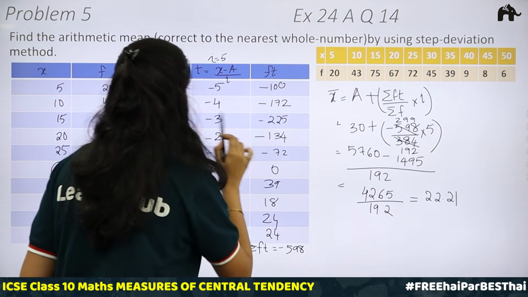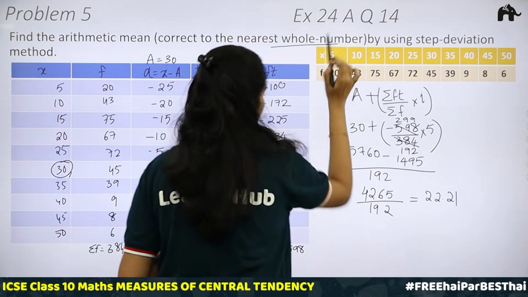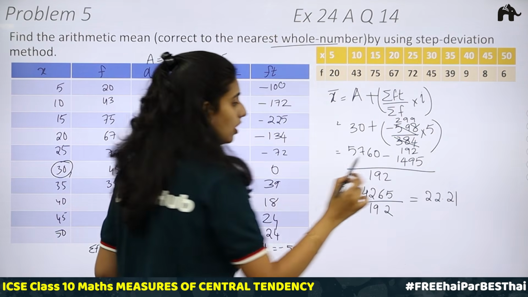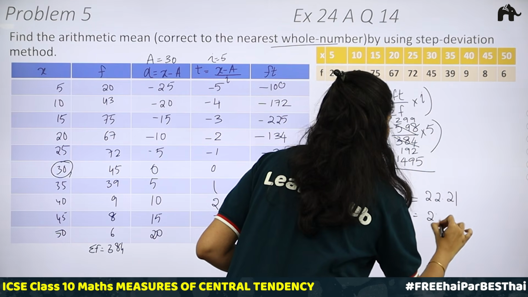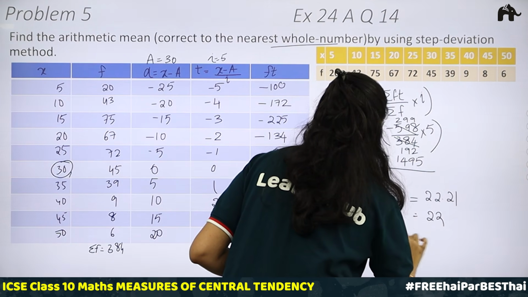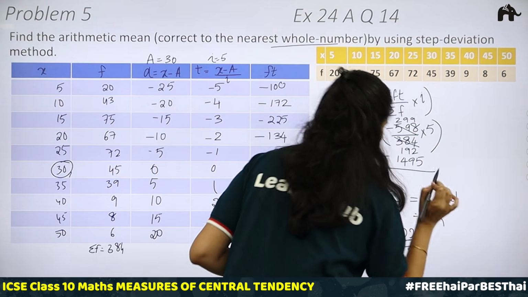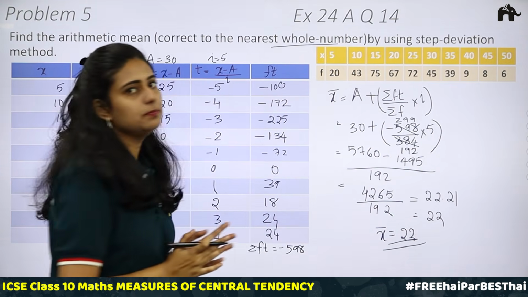We have to correct to the nearest whole number. Here you got 22.21. On rounding this, you will be getting 22. Okay. So, the required mean in this case is equal to 22. Understood this problem? That's all for today.